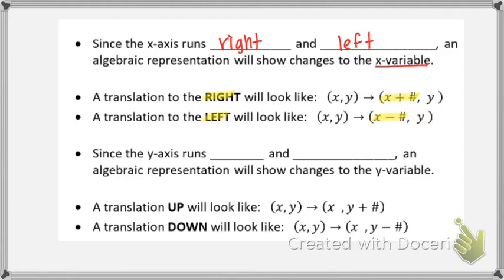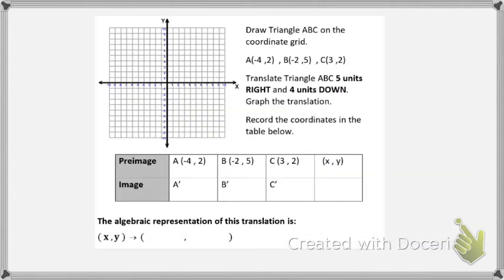Okay. So if you look at the y-axis, it runs up and down. And so since they are moving up and down, the algebraic representation will show changes to the y variable, not the x. It's only going to be the y. So if you see right here, if the translation is going up, then you're only adding to the y, however many units you went up. If you're going down, you're going to subtract the number of units that you're going down. Okay, so let's do a few examples.